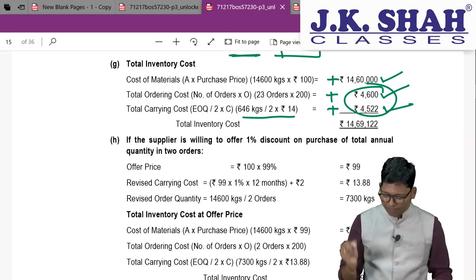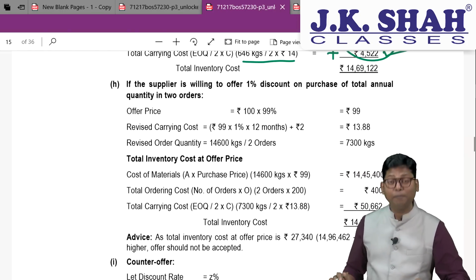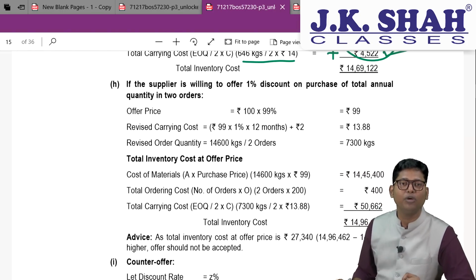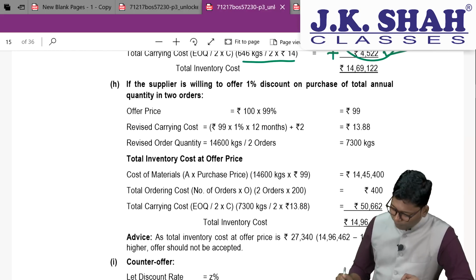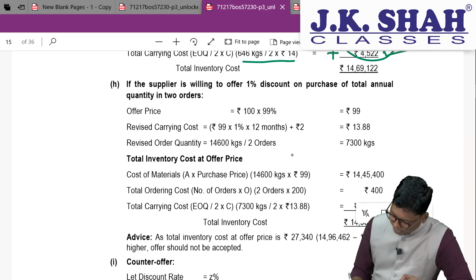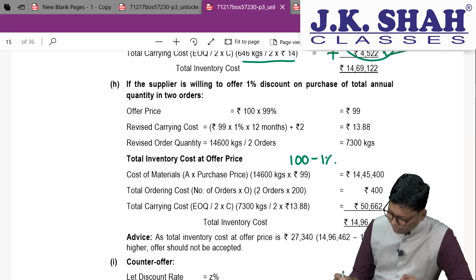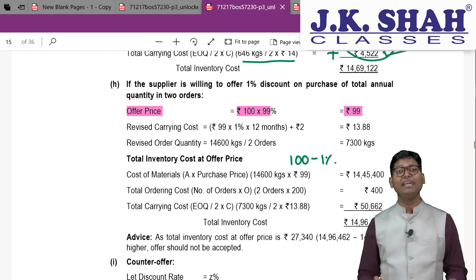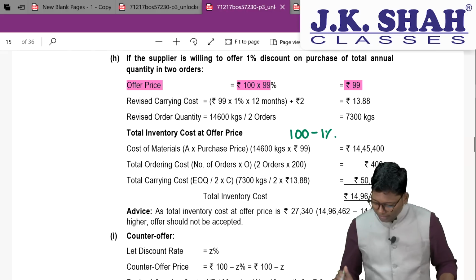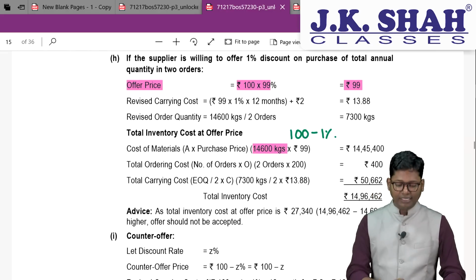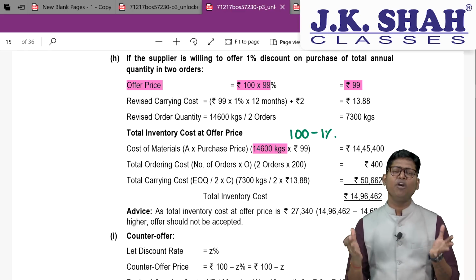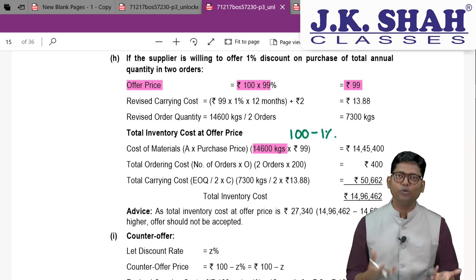Sir, what will be the proposal cost? For calculation of the proposal cost, very first you should apply the 1% discount on your purchase price. Correct? Now, the purchase price was 100 rupees under normal circumstances, but when you deduct 1% from this, you get the revised purchase price, and your offer price in this case is 99 rupees. The total quantity which you are purchasing from the supplier is 14,600 only.